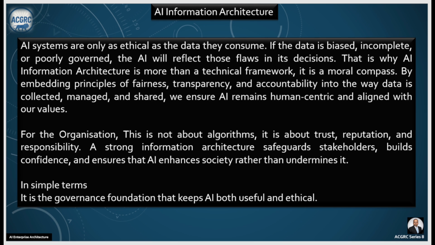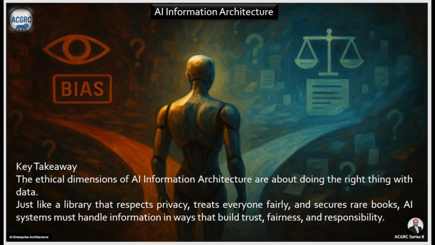The key takeaway: the ethical dimensions of AI information architecture are about doing the right thing with data. Just like a library that respects privacy, treats everyone fairly, and secures rare books, AI systems must handle information in ways that build trust, fairness, and responsibility.